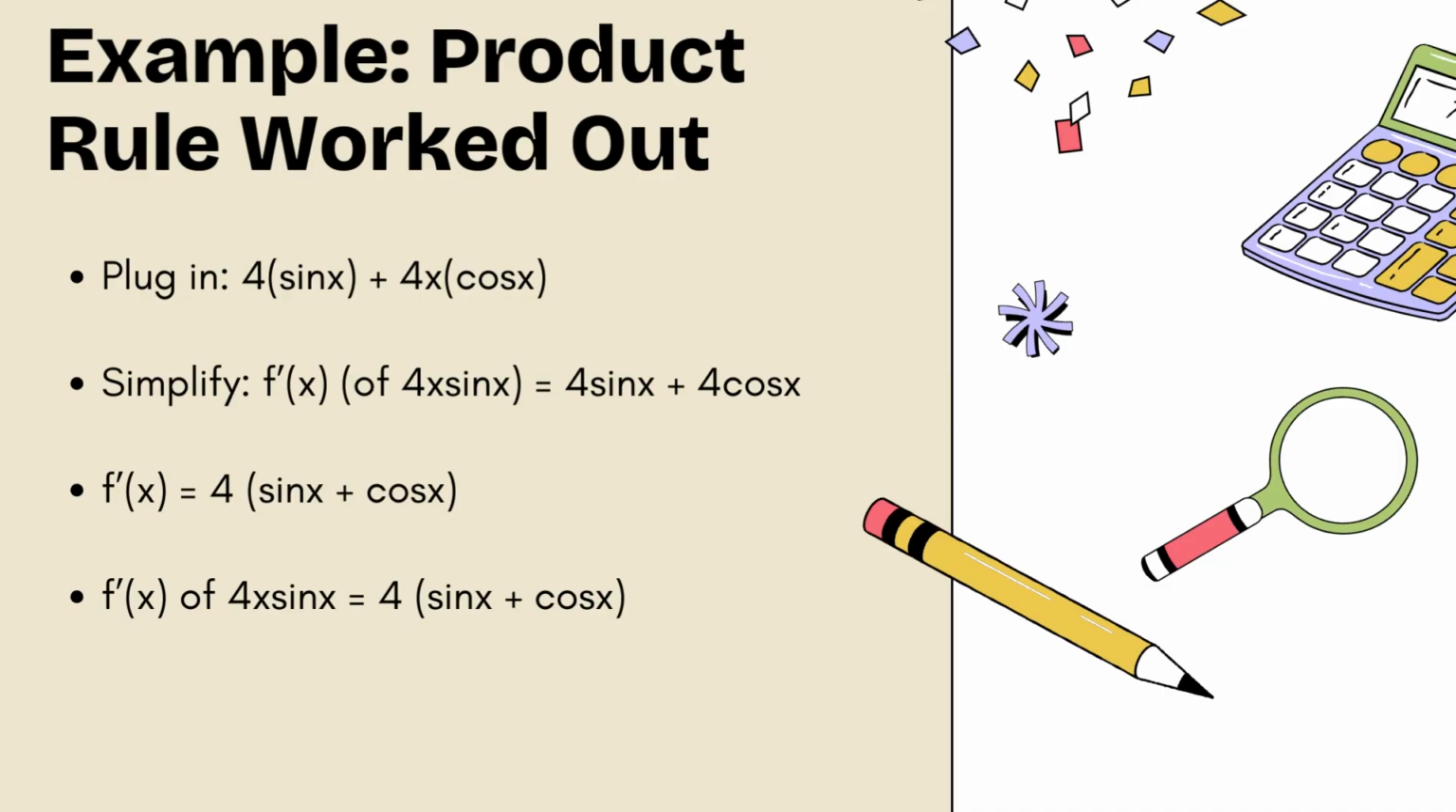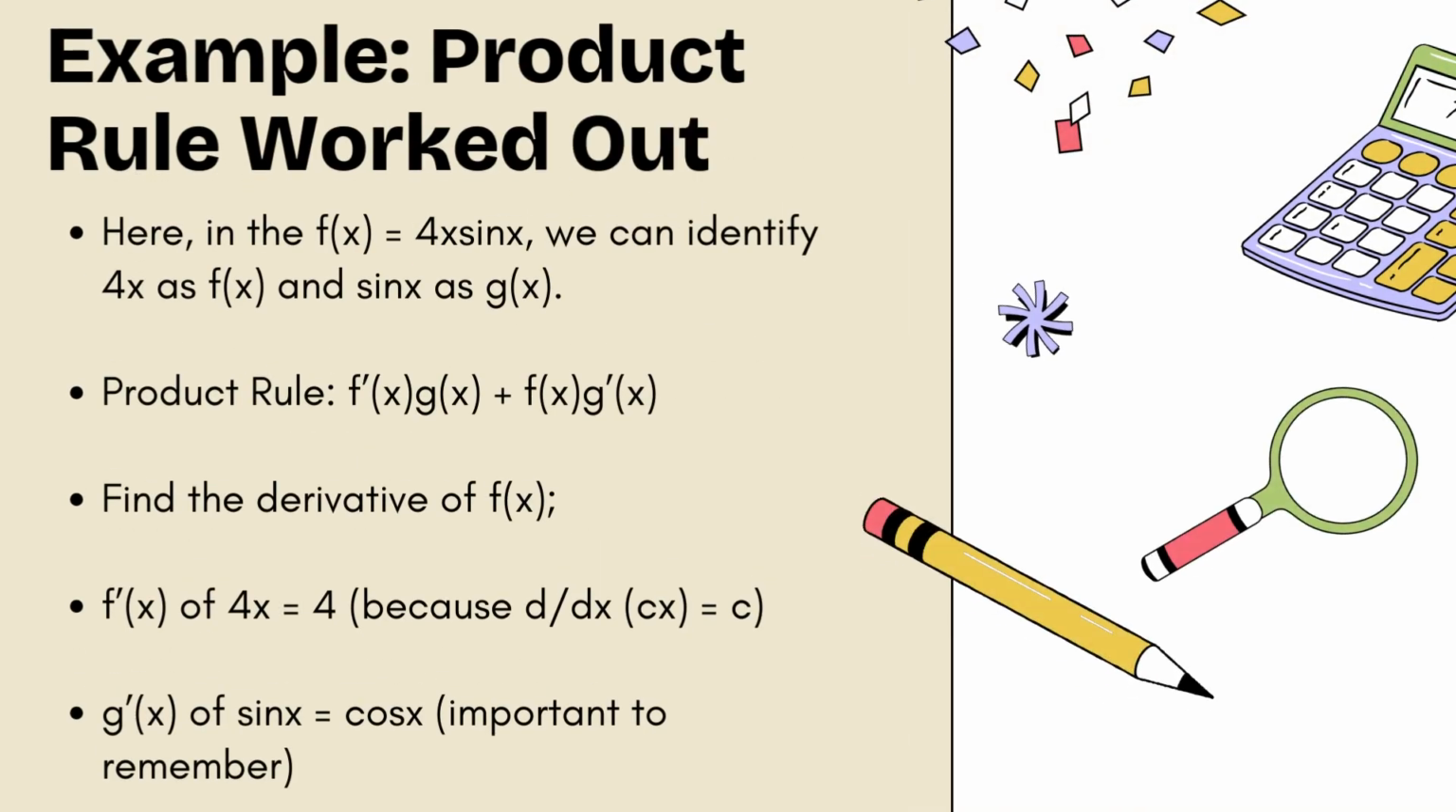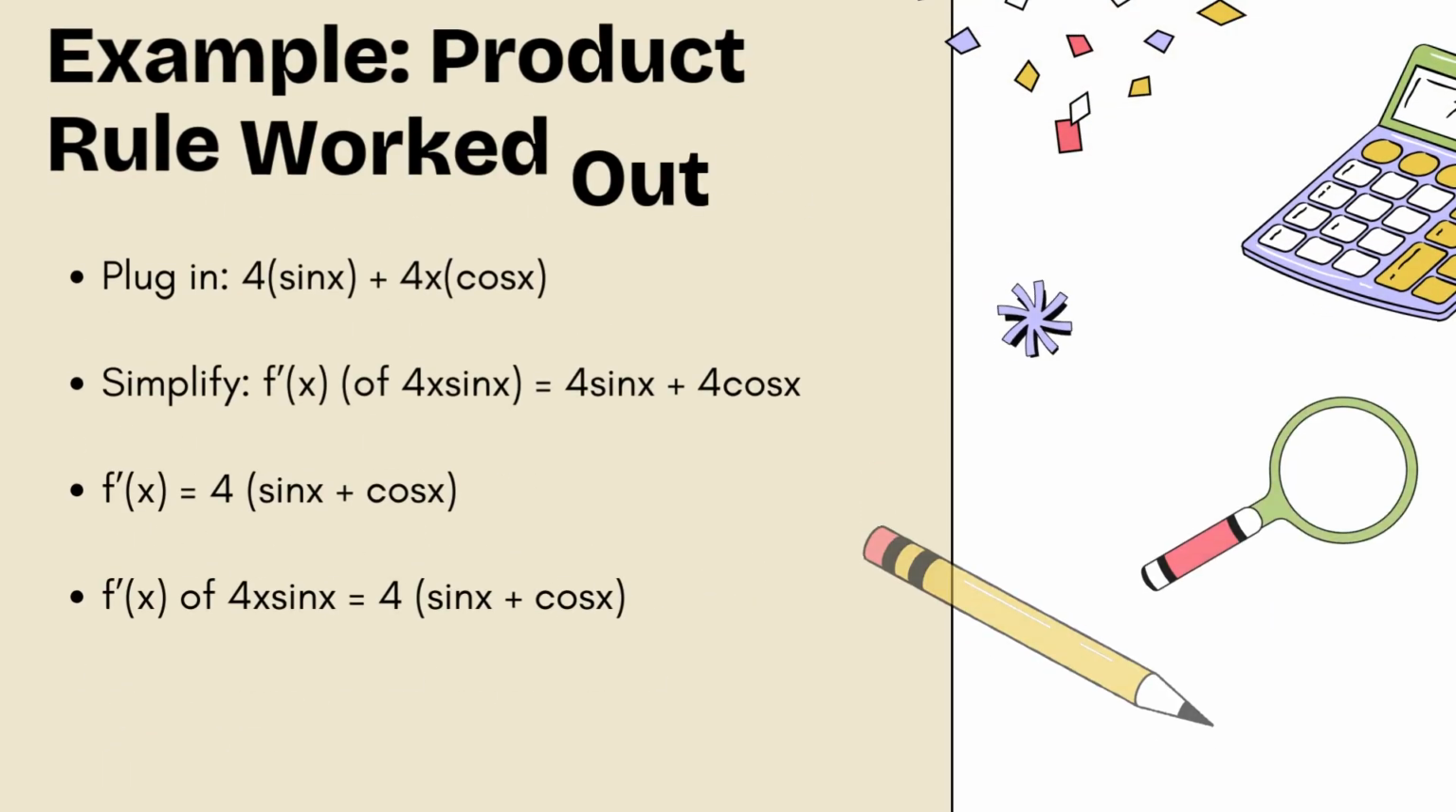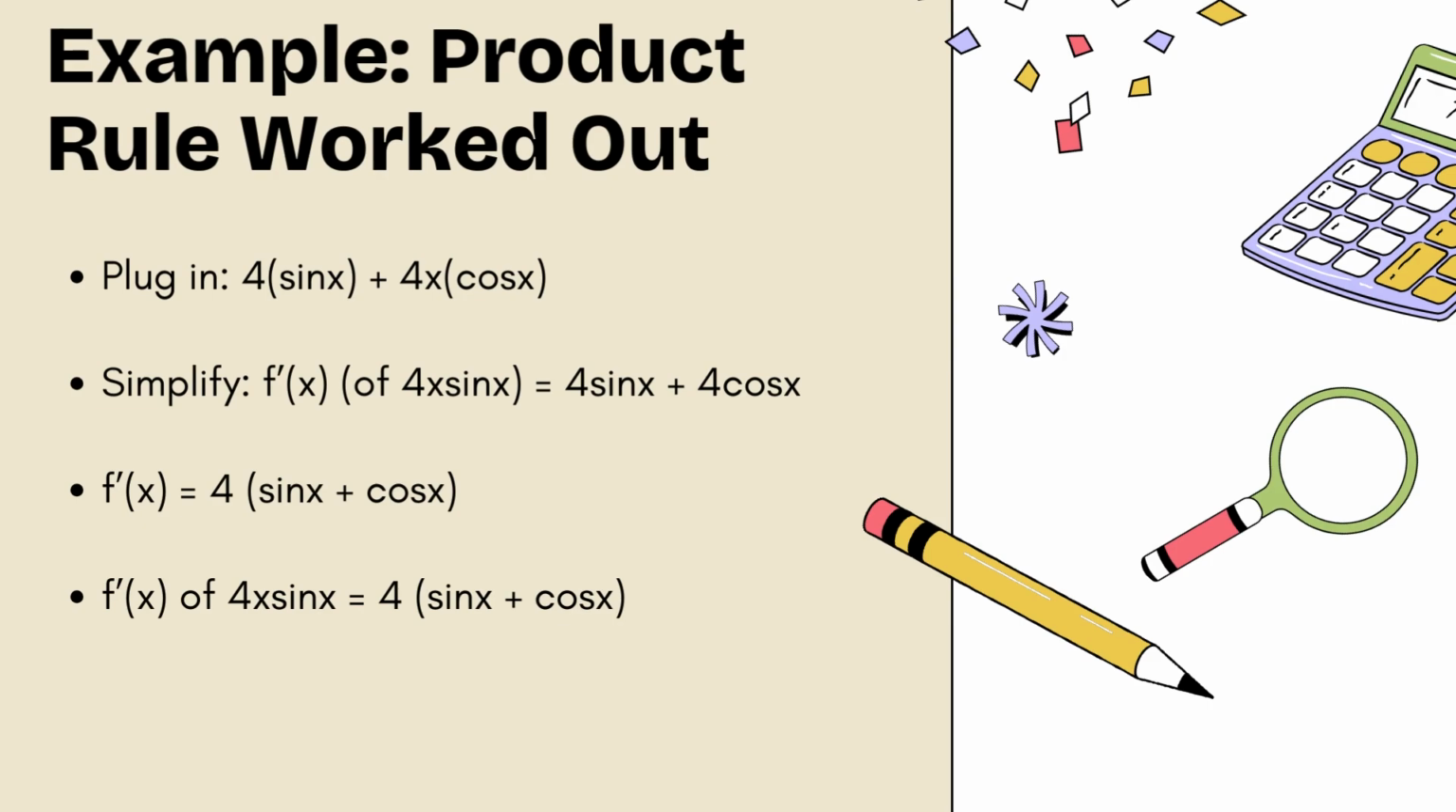So next, what we have to do is plug in what we know into the rule that the product rule states. So again, that is what the product rule states. After finding the derivatives of both functions, we can easily plug everything into the formula. When we do that, we get 4 times sine x plus 4x times cosine x. When we simplify, f prime of x of 4x sine x is equal to 4 sine x plus 4x cosine x.